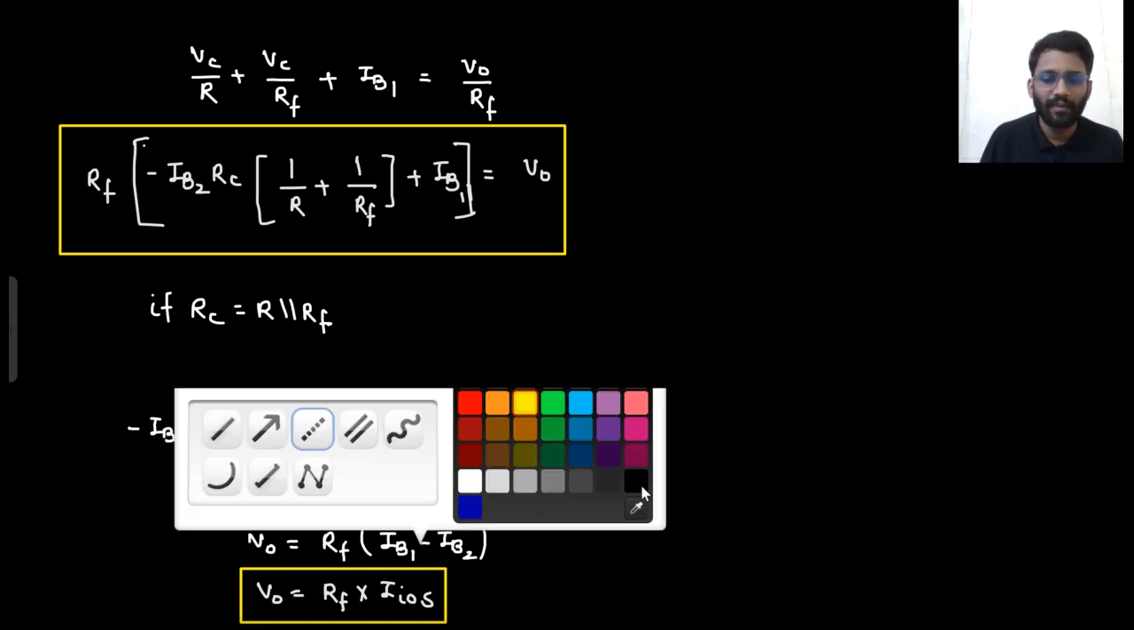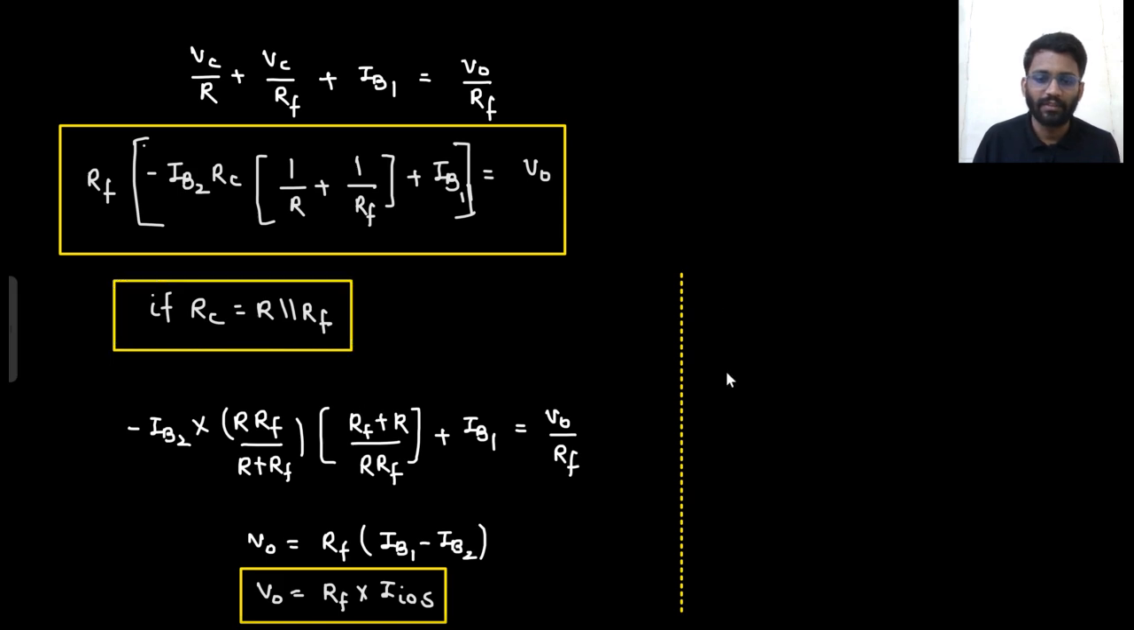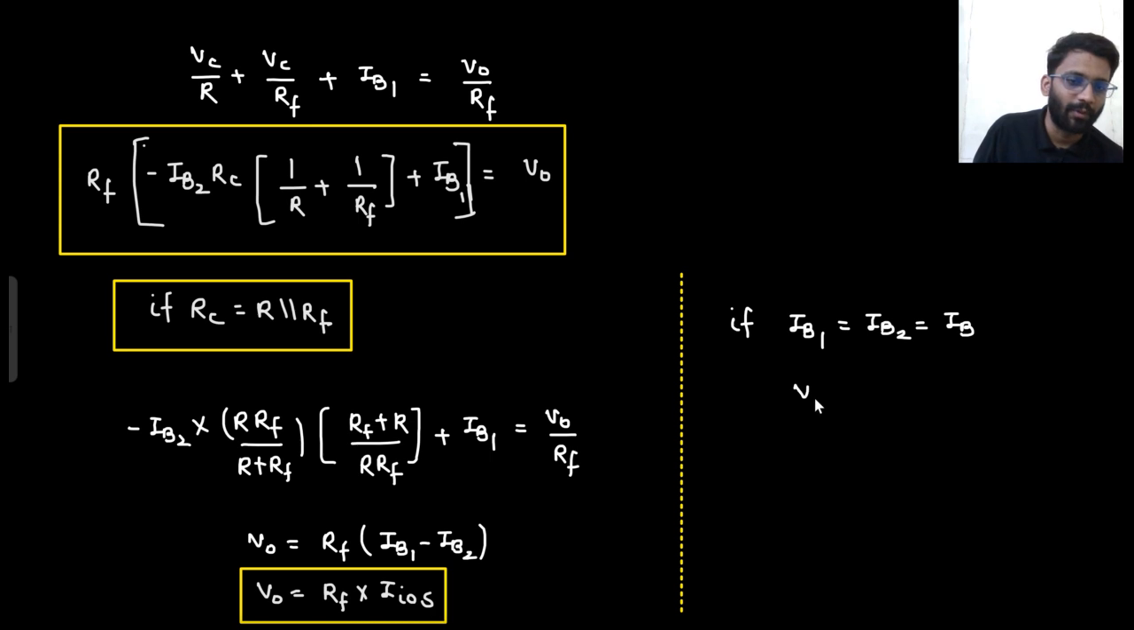So this was the first condition you took. And if IB1 and IB2 both were equal, IB1 is equal to IB2 is equal to IB, if both were equal, then what would be your output voltage? Then your output voltage would have been 0 volt. Why so? Because IB1 minus IB2 would be 0 only. So 0 into RF, your output voltage would have been 0 volt. So what did you understand here?